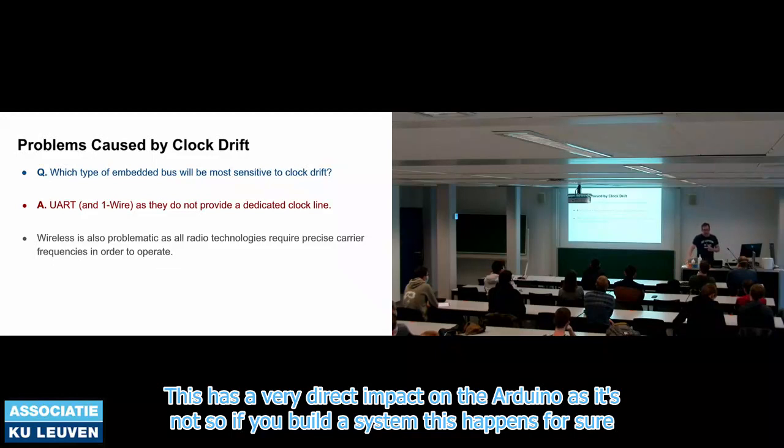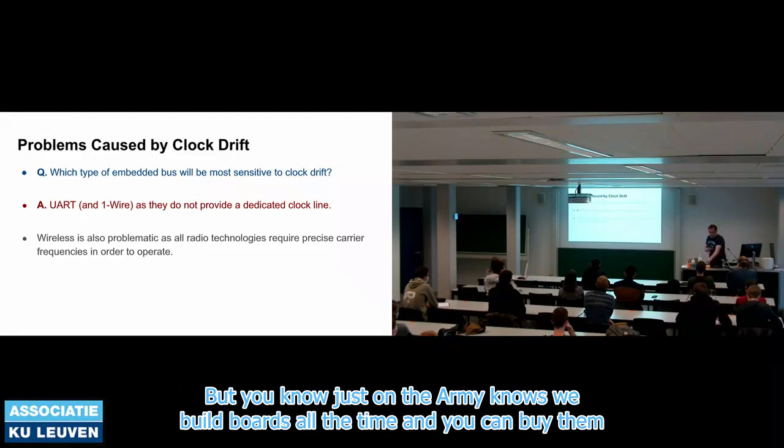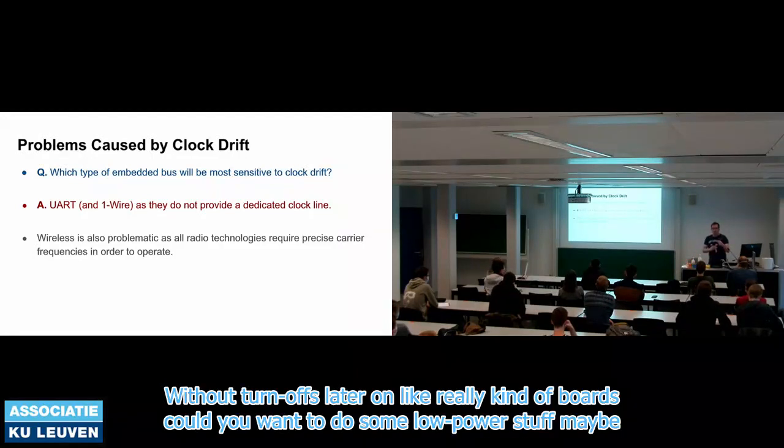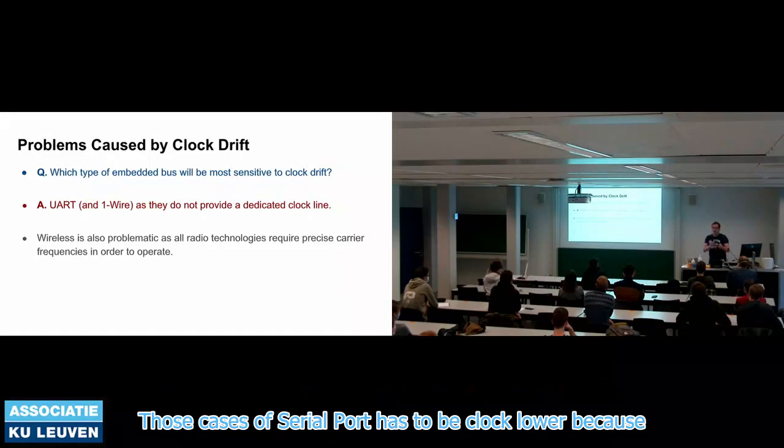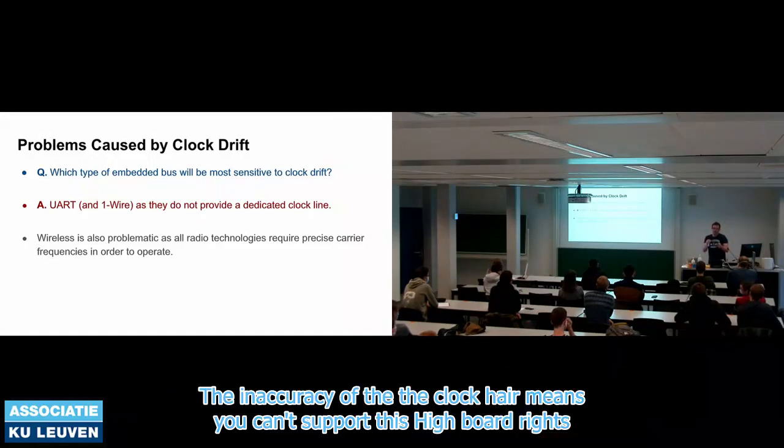This has a very direct impact on the Arduinos. If you build a system, this happens for sure, but just on the Arduinos, we build boards all the time, and you can buy them without an oscillator on, like really bare boards, because you want to do some low power stuff maybe. And in those cases, the serial port has to be clocked lower, because the inaccuracy of the clock means you can't support those higher baud rates.